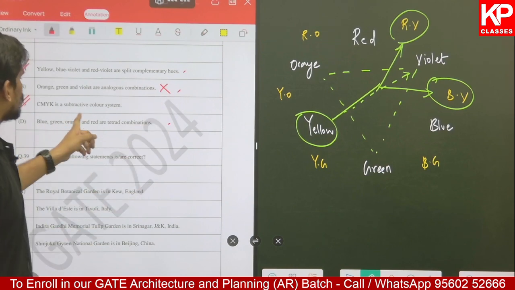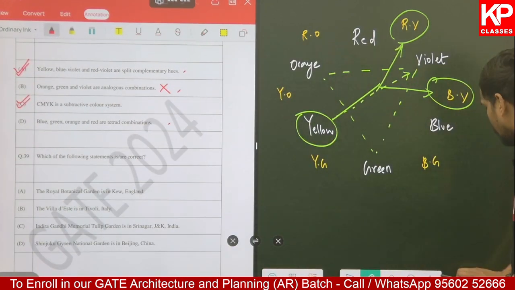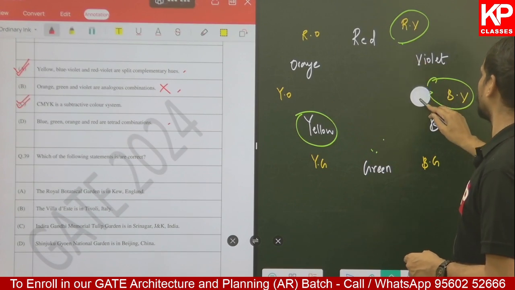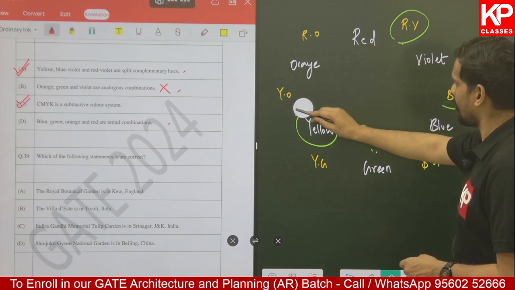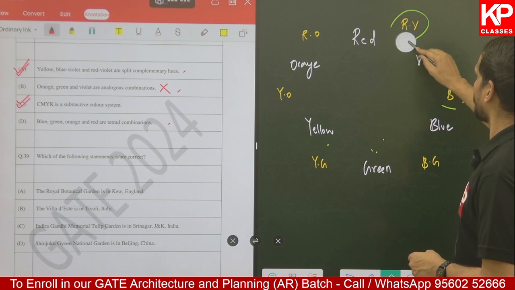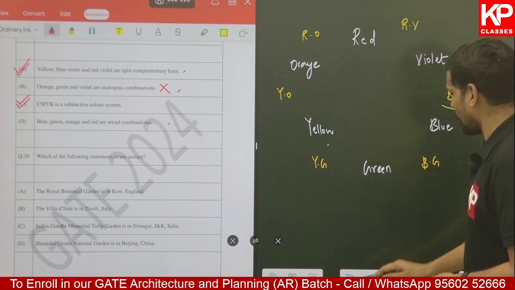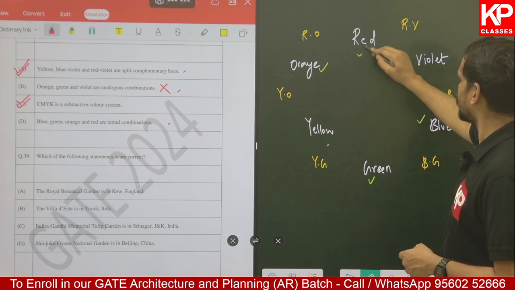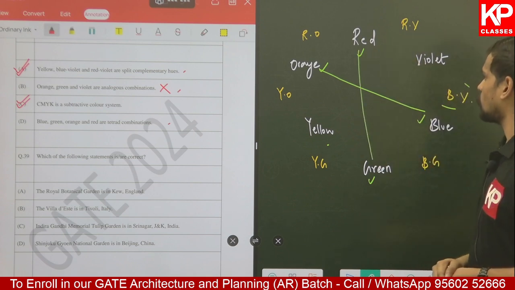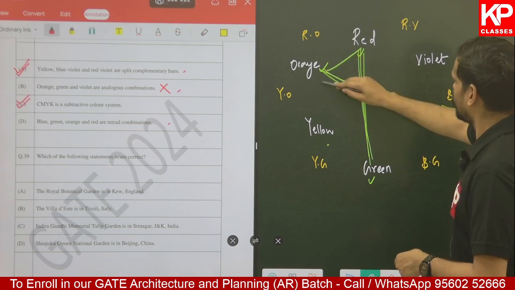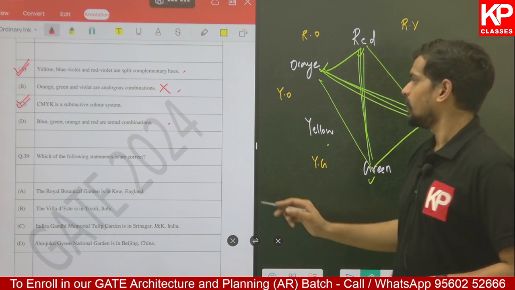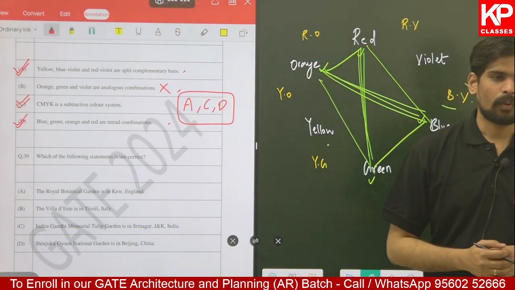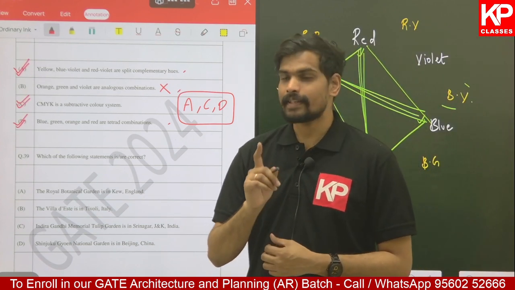Then you have blue, green, orange and red, a tetradic color combination. Let us mark the given options. Okay, so they're talking about blue, green, orange and red. So blue and orange are complementary, red and green are also complementary. So two sets of complementary colors which are forming a rectangle are referred to as tetradic color scheme. So option D also is correct. So the correct options over here will be A, C and D. Those are the correct options for this question number 38, which was a 2 marks multiple select question from 2024 GATE.